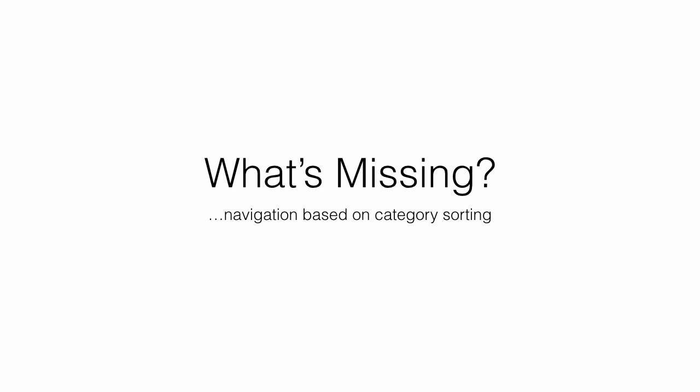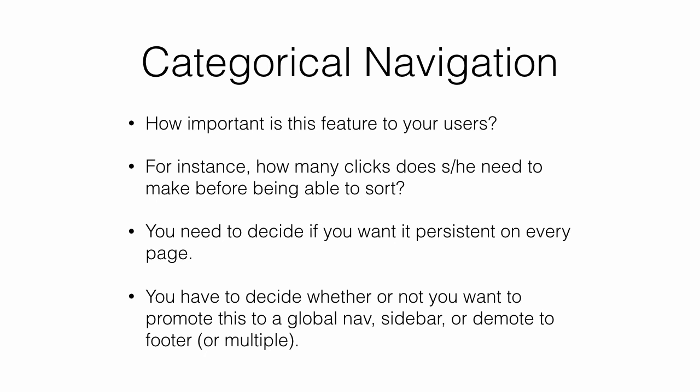Okay, so what's missing? We didn't really talk about the navigation that's based on category sorting. Remember that? Okay, so categorical navigation is important, and you have to think about what is important about it and how it is going to be important so you can figure out where to put it, because sometimes it ultimately ends up being a major part of the website, and other times it is just an additional option that you can give people. And it really just depends on what the goals are, I think, of the website.